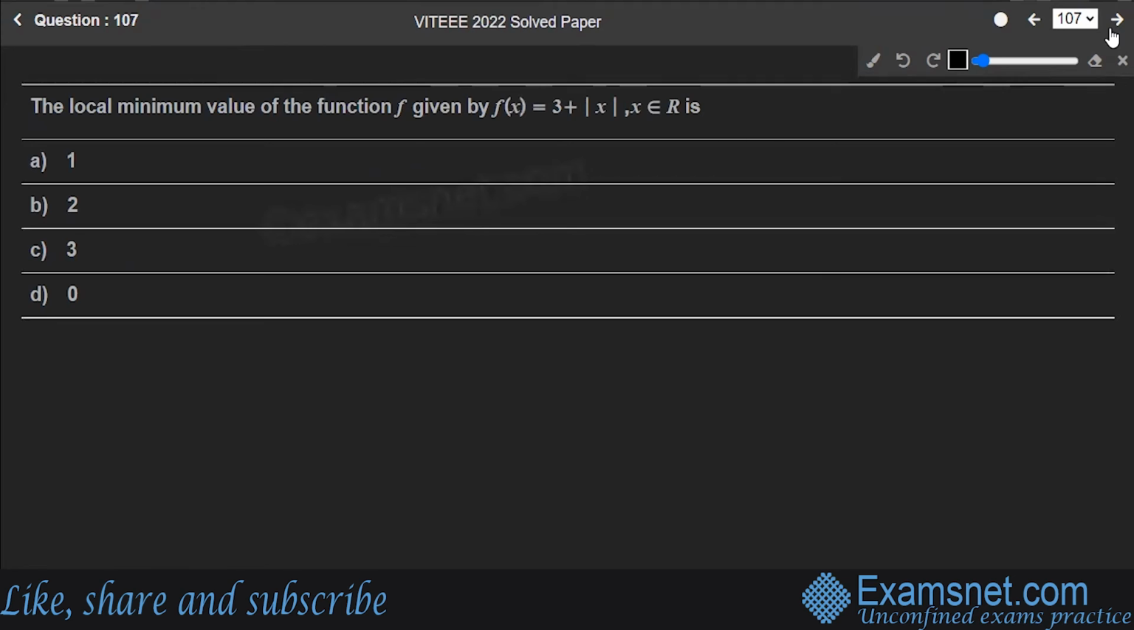Next is question 107. The local minimum value of the function f defined by f(x) equal to 3 plus mod of x, where x belongs to the real numbers, is given by. See, note one thing. The given function is not differentiable at x equal to 0. So the second derivative test fails. Let's try the first derivative test.